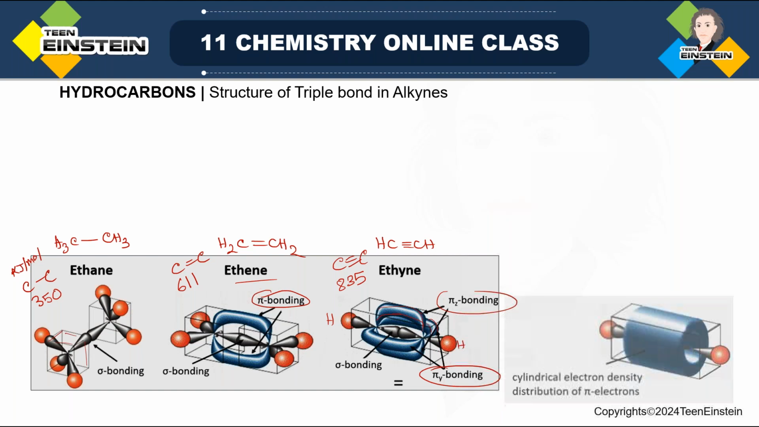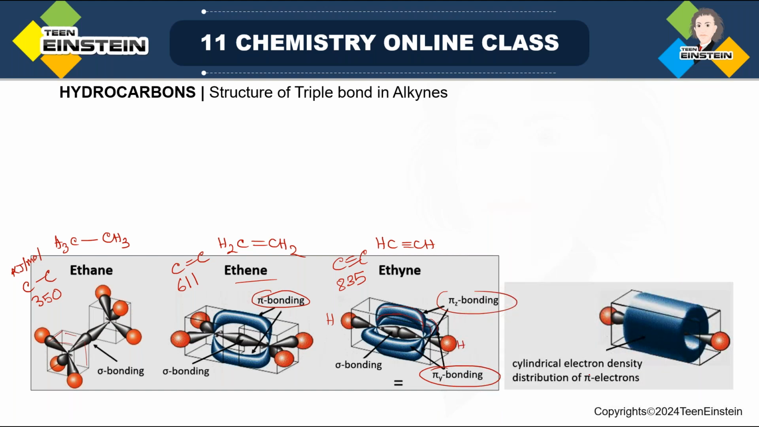Fine. Now you can see, as I have said, cylindrical electron density. So here the pi bonding in one, suppose y-axis or z-axis, whatever. These two ultimately will be combined together, and that is the reason you can see that ultimately the structure is absolutely linear.